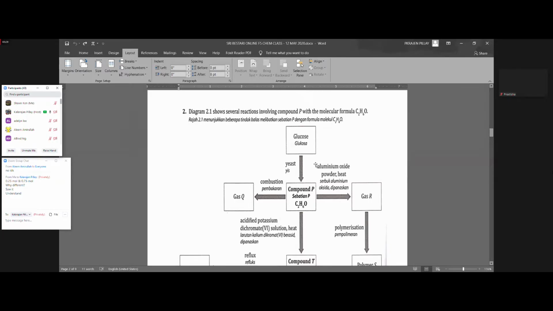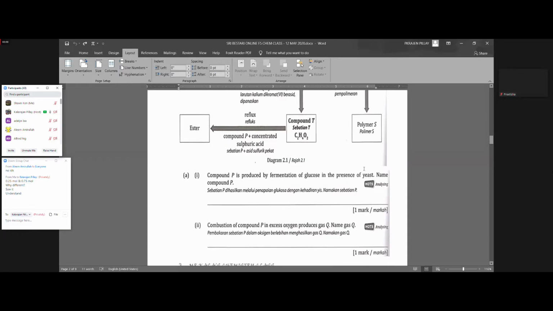So I named all of them. Okay, this is complete combustion, fermentation. This one is dehydration, same as using porcelain chips. Aluminum oxide is another substitute. One year they asked, if we don't have porcelain chips, what can we use for dehydration? So aluminum oxide powder. You have to heat, okay.